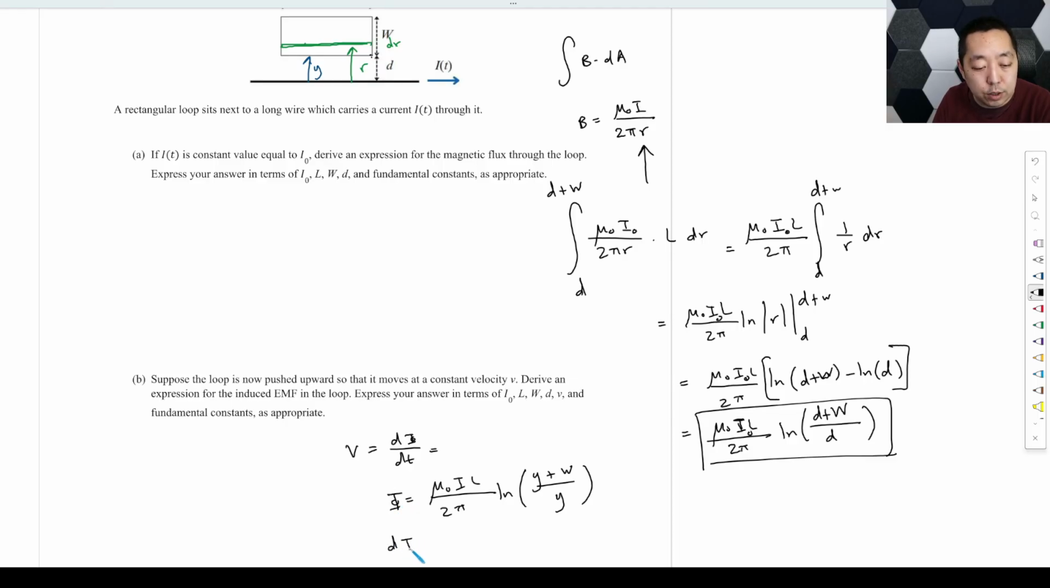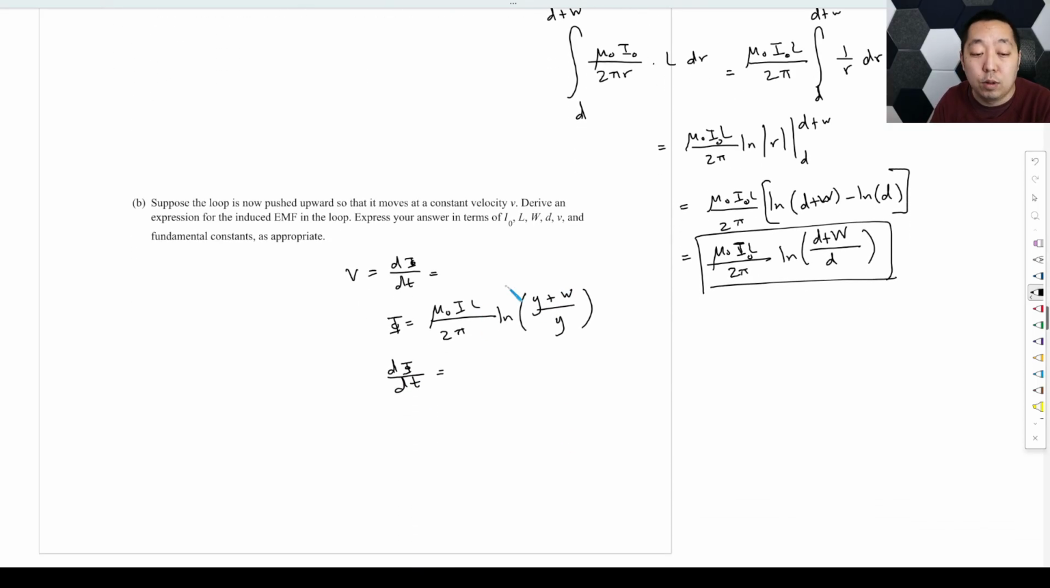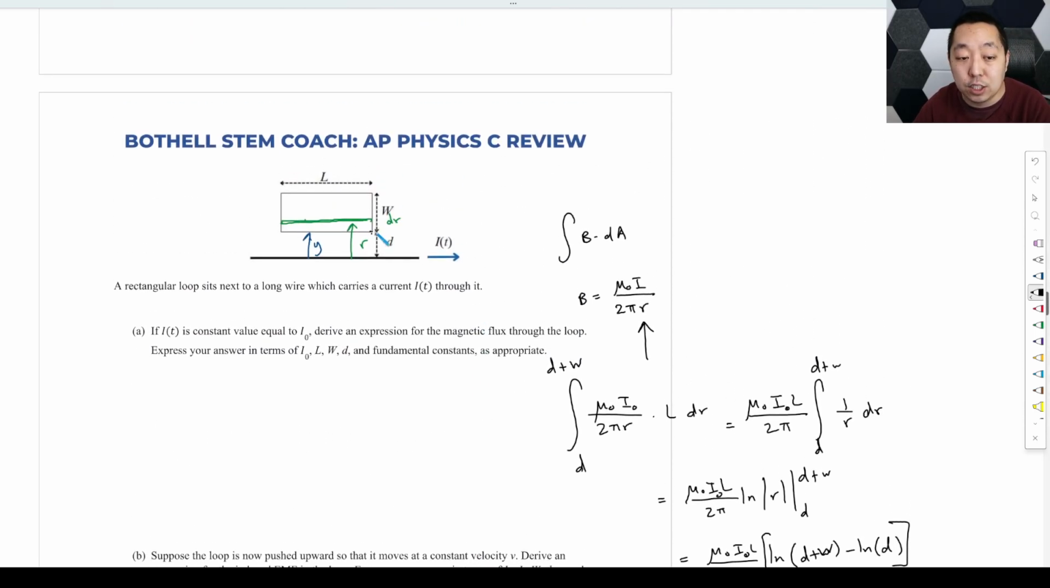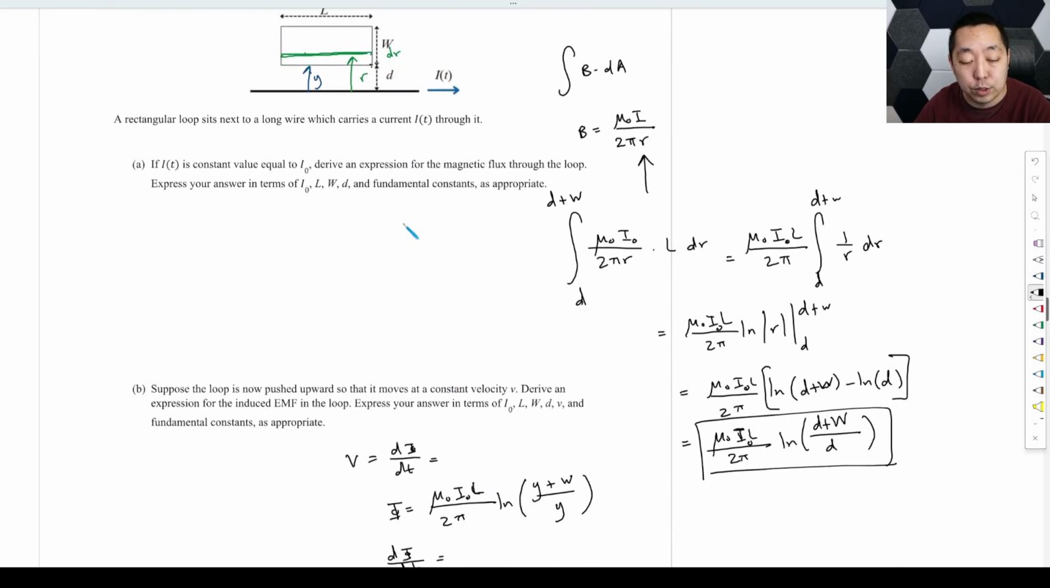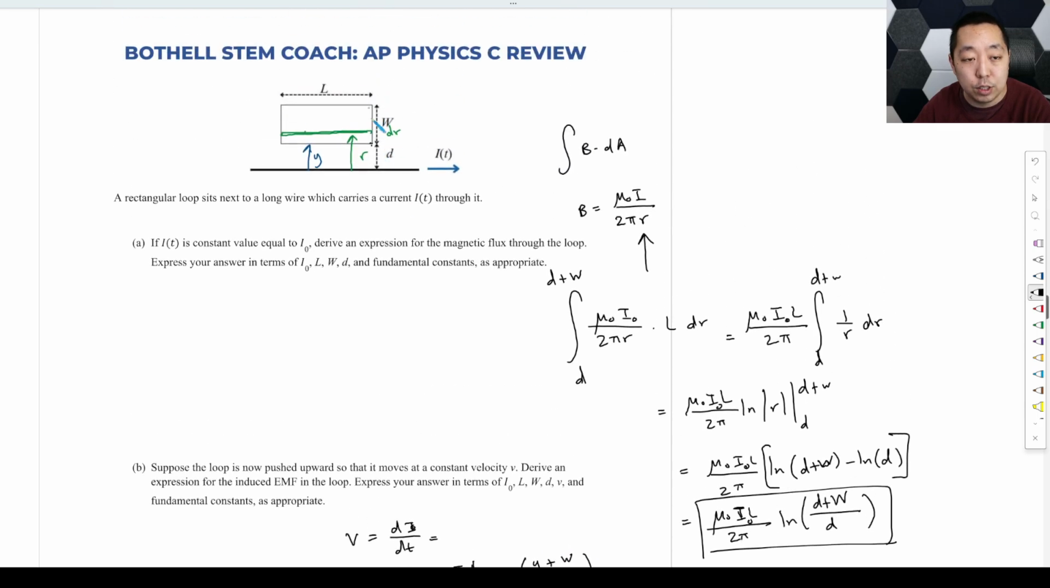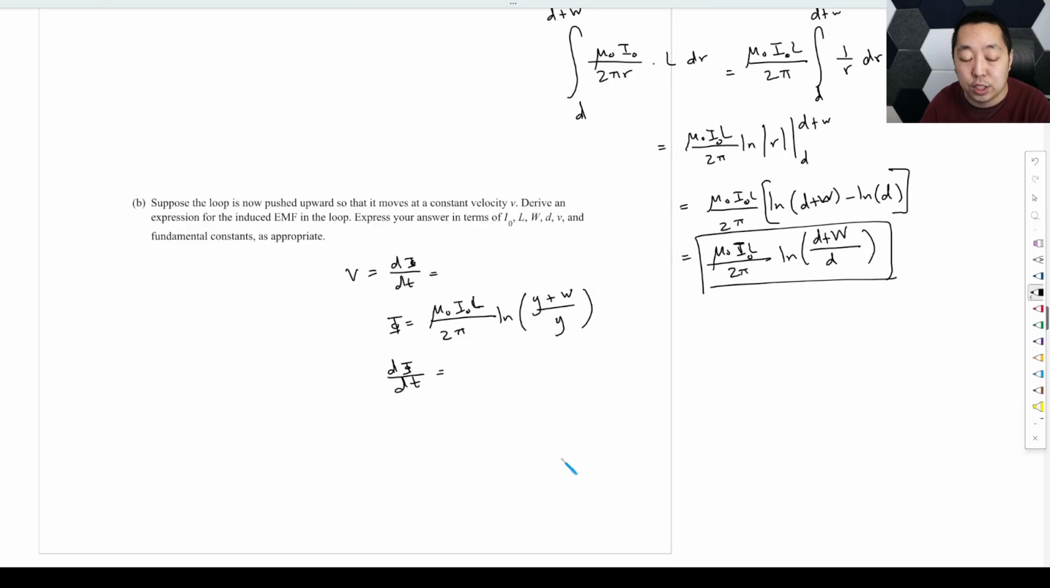And then I want to take the derivative of the flux with respect to t to figure out the induced EMF. Now, what is actually changing in here? Is I0 changing? No, the current is still the same. Is L changing? No, the length of the loop is not changing. Is W changing? No, the width is not changing. However, the y variable is changing, so that's my only variable here. Because the derivative is easier with natural log, I'm going to use this form, otherwise I'd have to do the quotient rule: ln of y plus w minus ln of y.